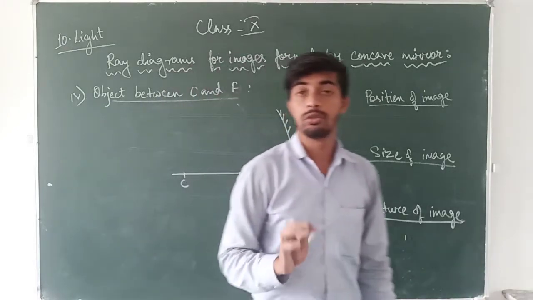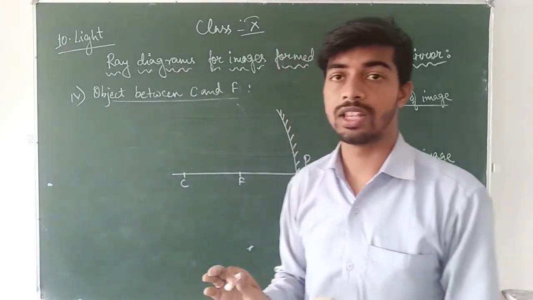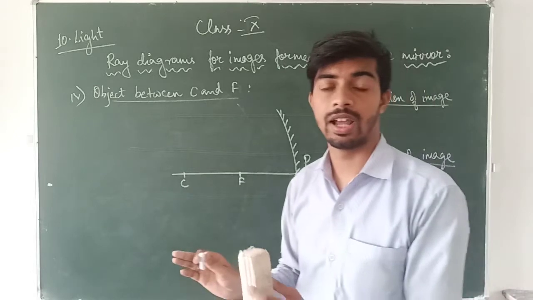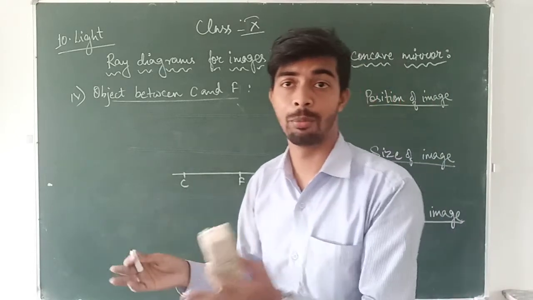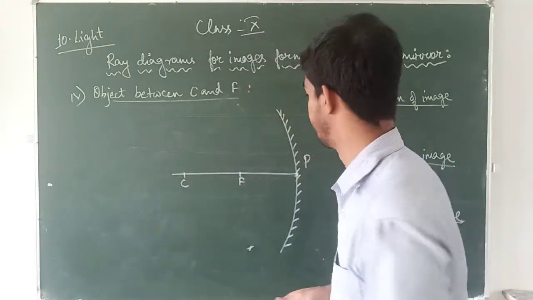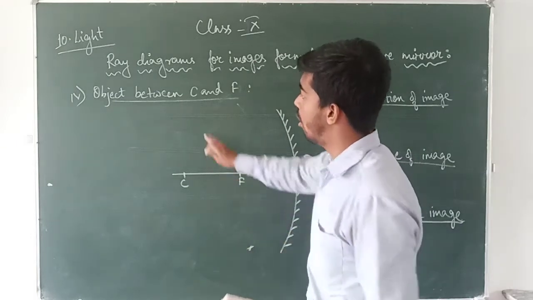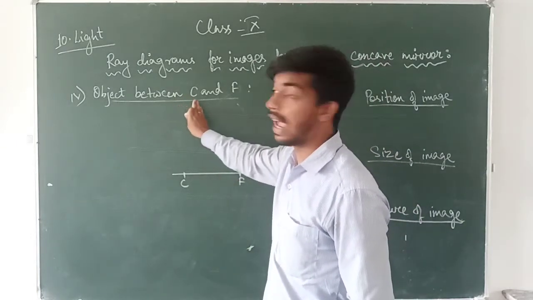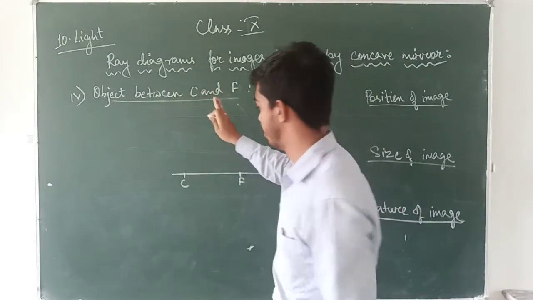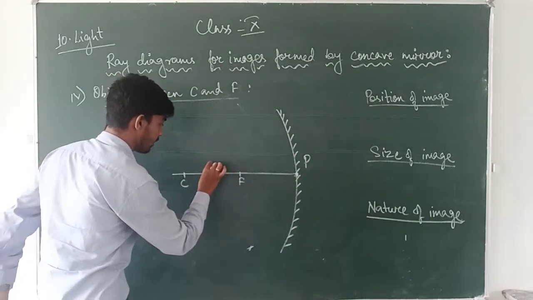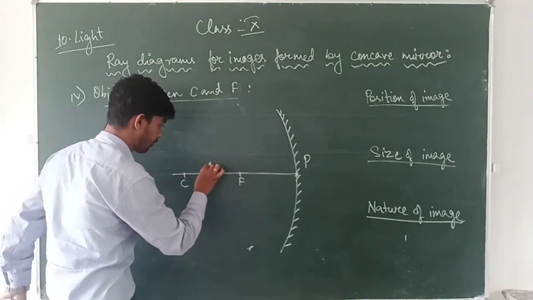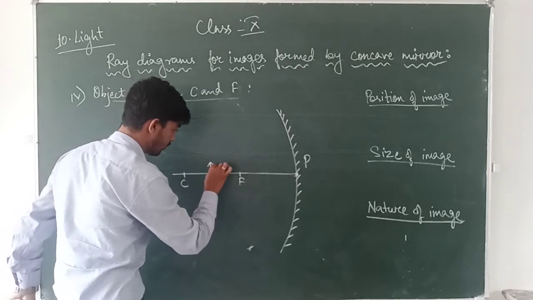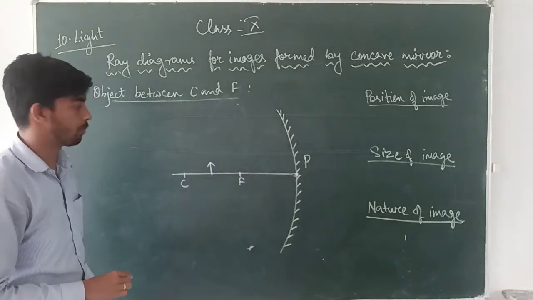I always recommend you to use a scale, otherwise your lines will not be perfect, will not be straight, and the image will form somewhere else instead of forming in its proper location. So our object is between C and F. Object is here. This is our object at this point.